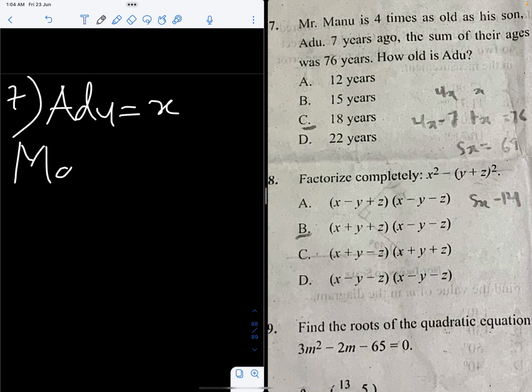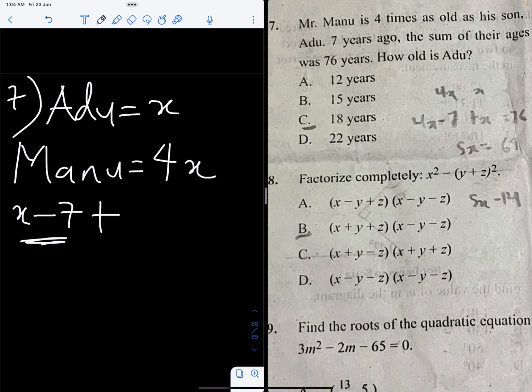Mr. Mano is four times as old as his son Adu. That means Mr. Mano will be four times X, which is 4X. Now, 7 years ago, the sum of their ages was 76. 7 years ago, Adu was X minus 7. Your age 7 years ago was what it is now minus 7. So if you subtract 7 from your age now, you'll get what your age was 7 years ago. Now, Adu 7 years ago was X minus 7, plus his father's age 7 years ago was 4X minus 7.